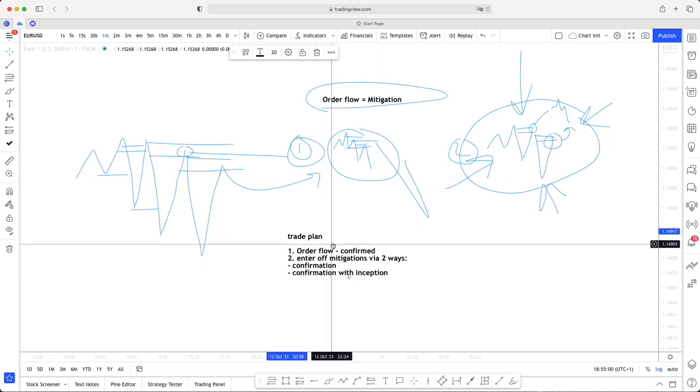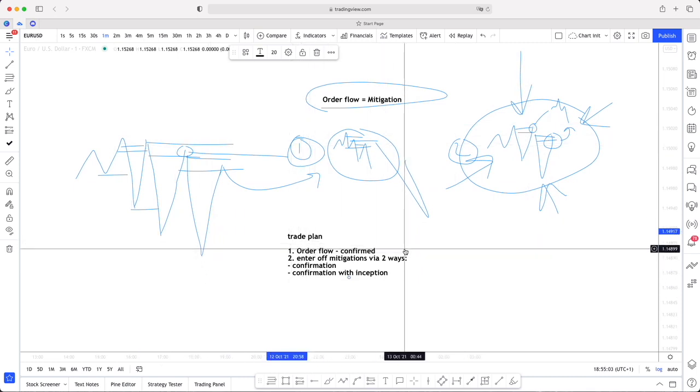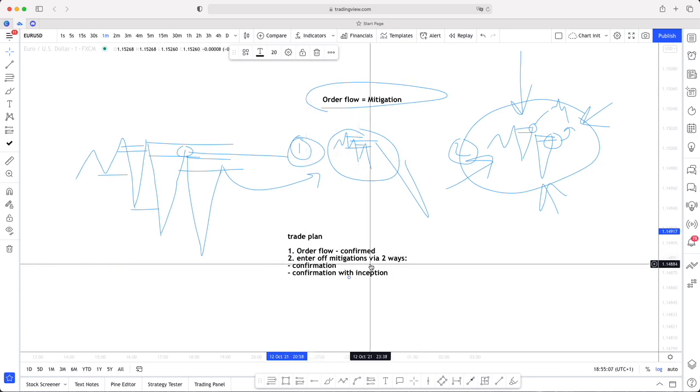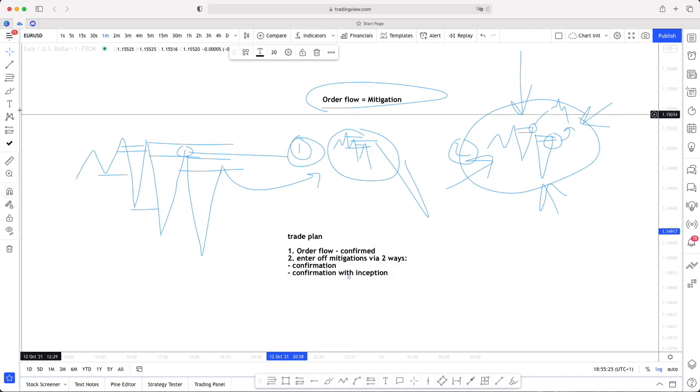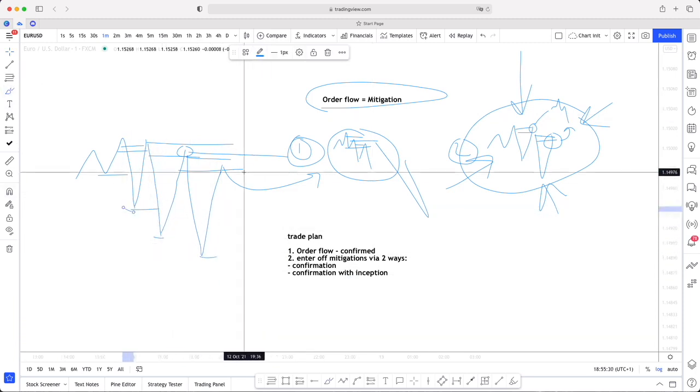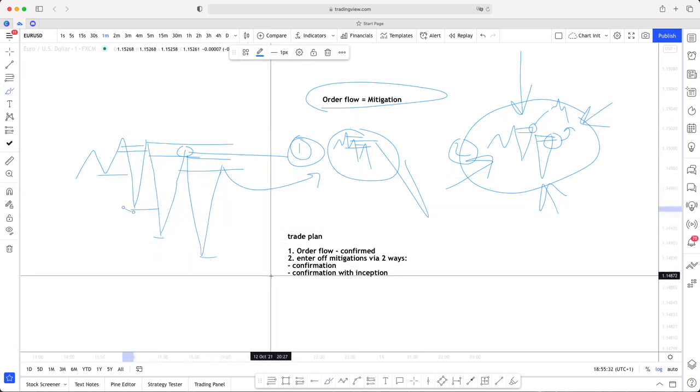So it's as simple as this. All we are looking for is order flow to be confirmed on any time frame. We're looking to enter off the mitigations via 2 ways. So either the confirmation model, which you should know by now, or a confirmation with the inception. In terms of targets, targets is a little bit different with this. So essentially, your target should be the next structure point. Okay, that is down to you how you wish to play it.